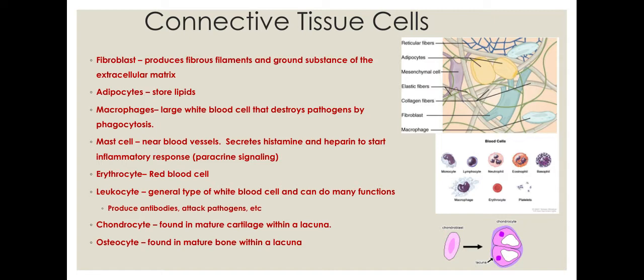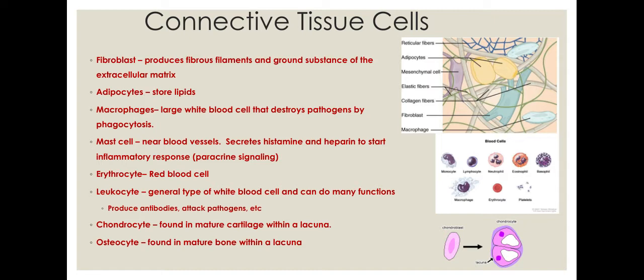Let's go investigate it. Then you've got erythrocytes. That's another name for red blood cells. Leukocyte, that is just a general type of white blood cell. It can do a lot of stuff. It can attack pathogens. It makes antibodies. It's sort of the all-purpose white blood cell.